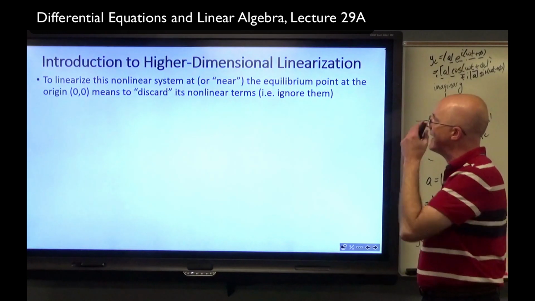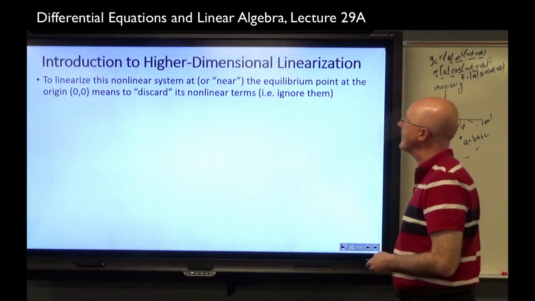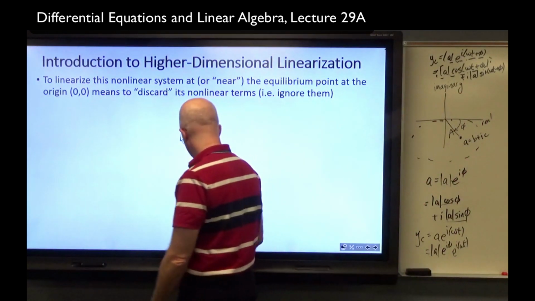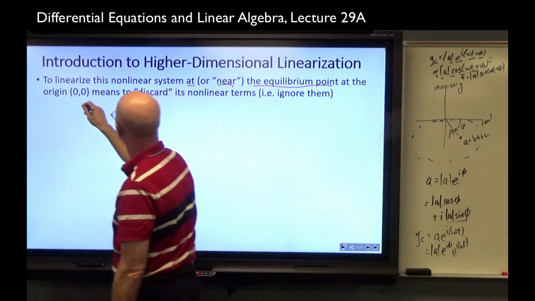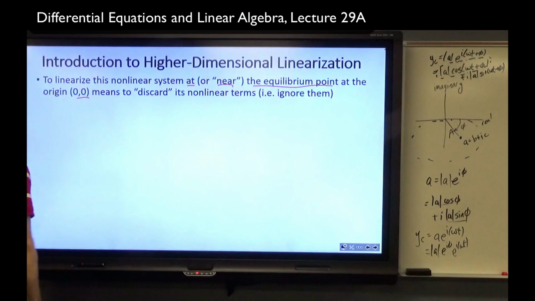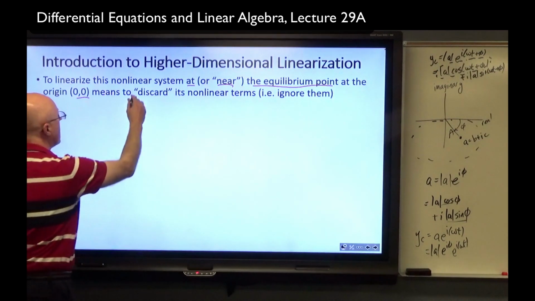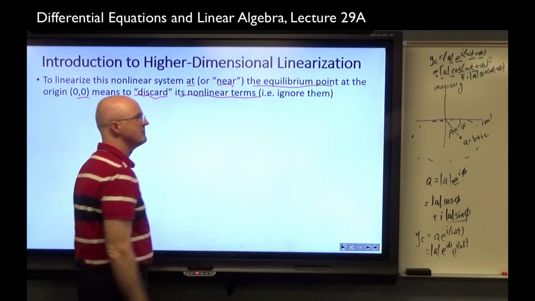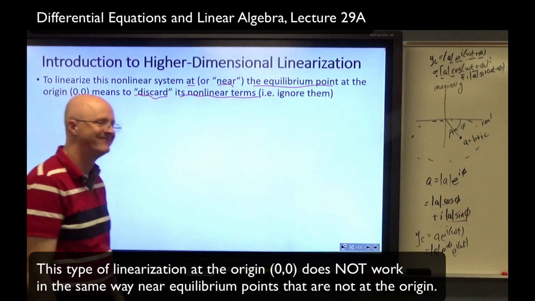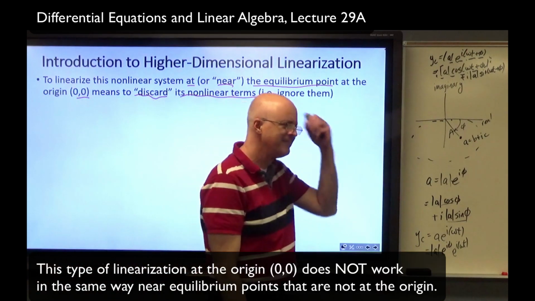What does it mean to linearize this nonlinear system at or near the equilibrium point, which is at the origin? That's the unique equilibrium point. What does that mean? It means to discard its nonlinear terms. In other words, ignore them. Pretend they're not there. Wait, isn't that cheating?